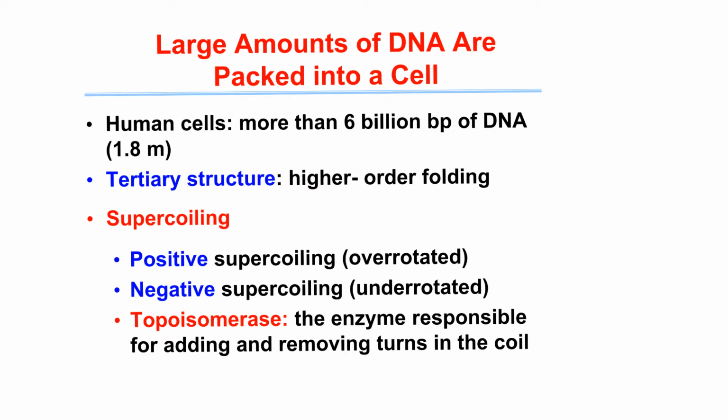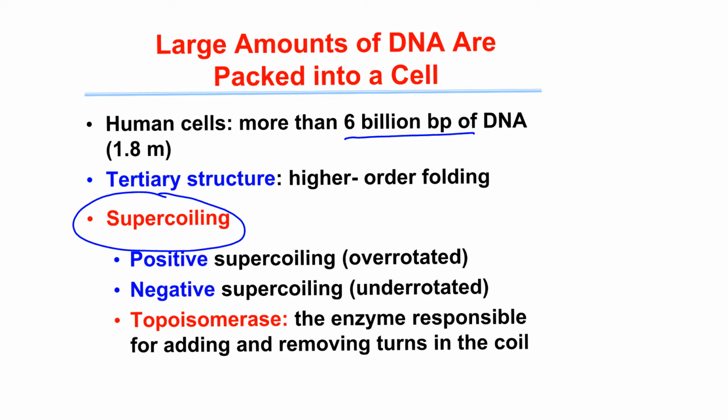This phenomenon is even more pronounced in eukaryotic human cells, where we have more than 6 billion base pairs of DNA, which if you stretch can measure somewhere between 1.8 to 2 meters, which is 14,000 times more than the length of the cellular nucleus. So clearly the DNA molecule must be tightly packed into this small space. And what is the actual mechanism? The first mechanism which we will discuss is supercoiling.